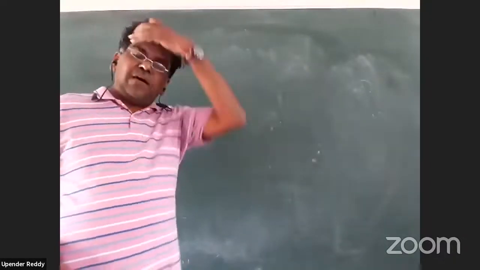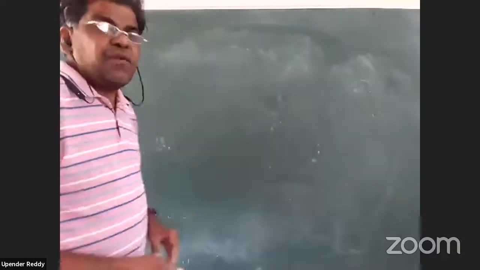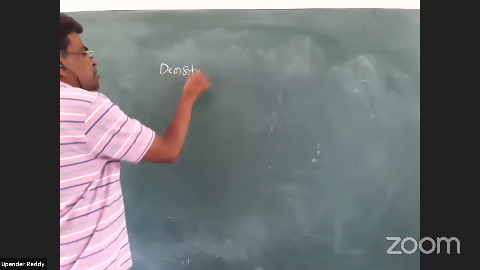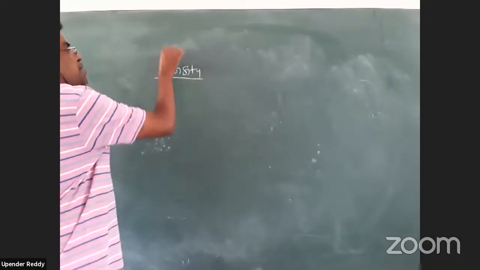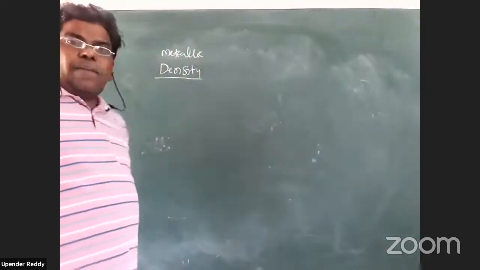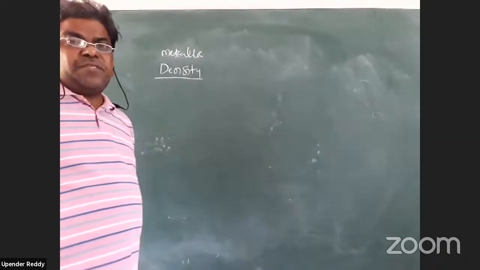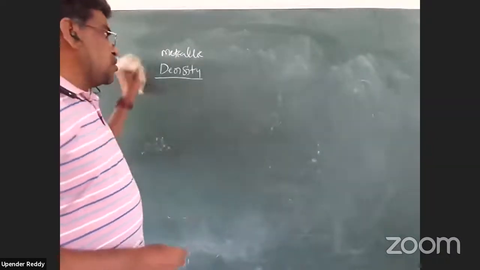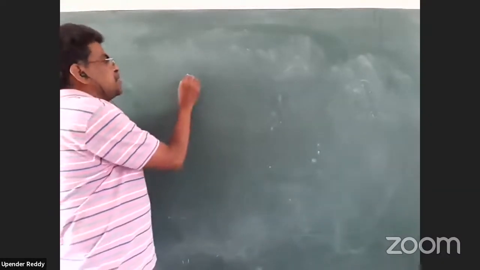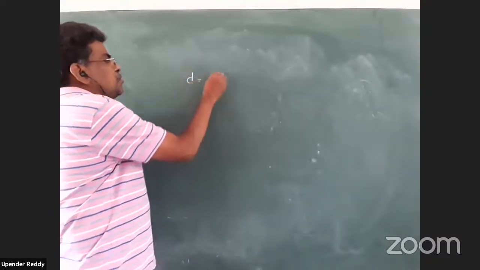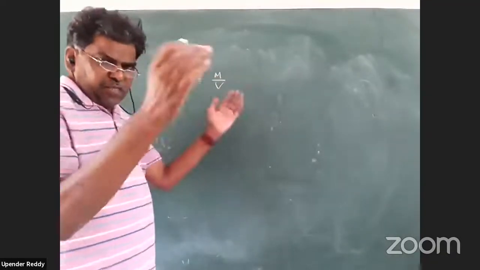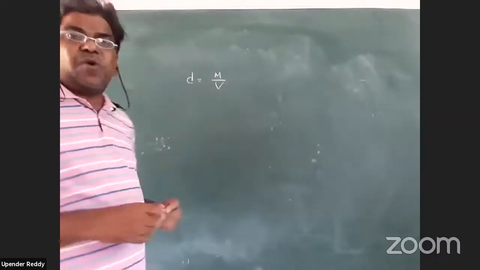Now, somewhat more time will be taken to explain this. I will go to the first, density, and second, metallic character, metallic nature. Density and metallic nature are the most important points in the examination. How the questions will come, I will explain. So first, density. What is density? I gave yesterday: density is equal to mass by volume. Mass is more, volume is less, then density will be more.